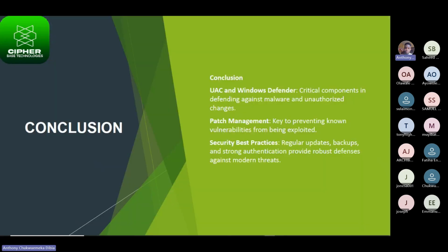Now, conclusion: user account control and Windows Defender are critical components in defending against malware and unauthorized changes. We talked about patch management, key to preventing known vulnerabilities from being exploited. Then security best practices: always update regularly, back up and use strong authentication. Then provide robust defenses against modern threats. So let's go into some practicals. Let me show you how the firewall actually blocks certain things.